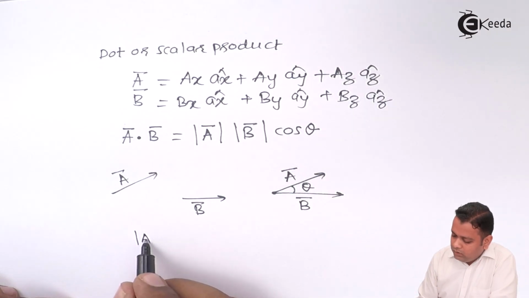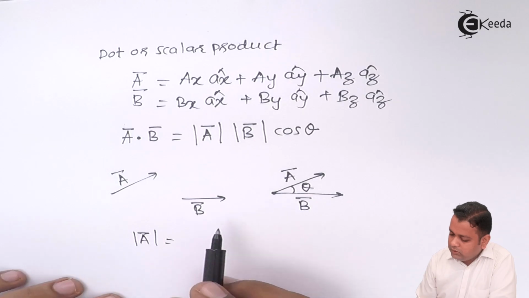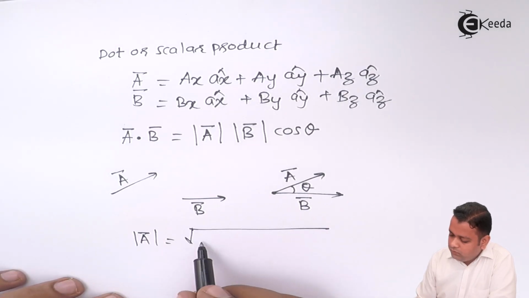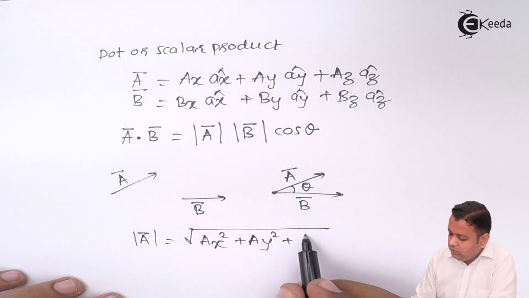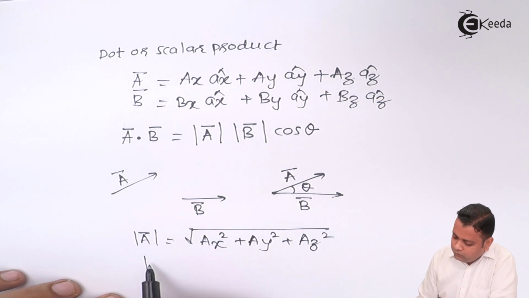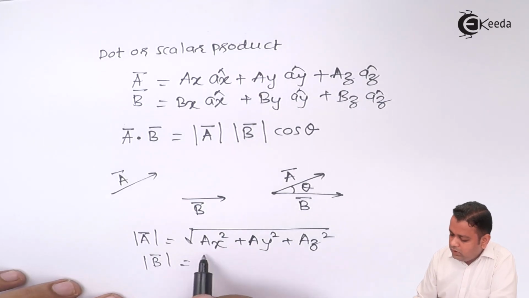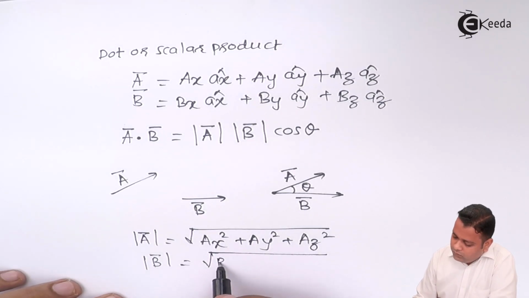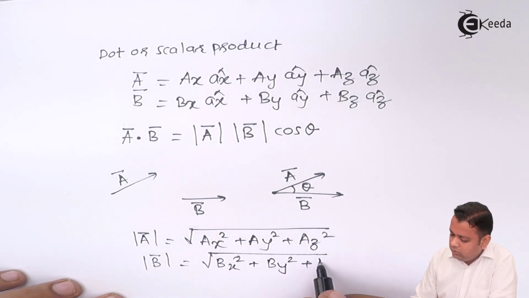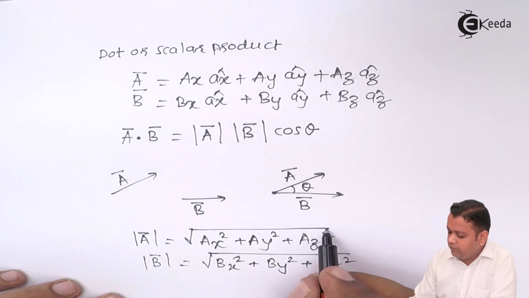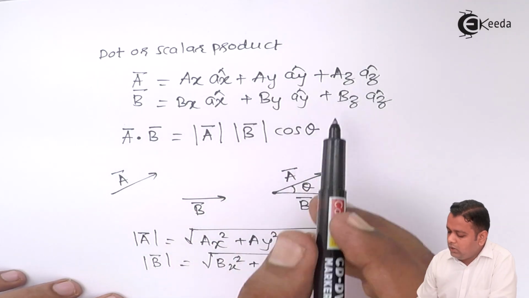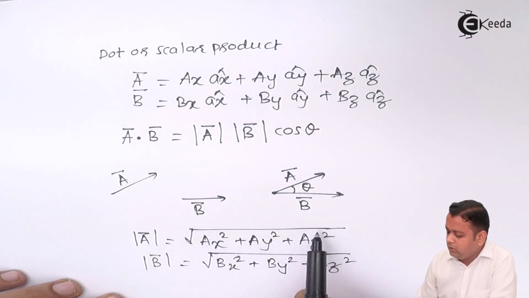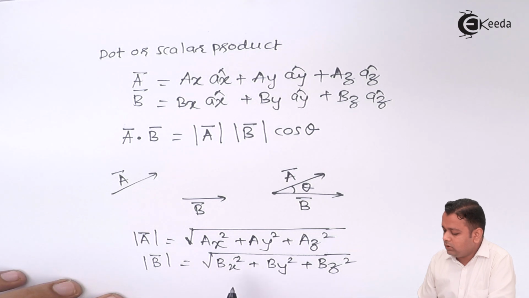So magnitude of A bar is given as under root capital Ax square plus capital Ay square plus capital Az square. Magnitude of B bar is given as capital Bx square, capital By square, capital Bz square. The coefficients Ax, Ay, Az, and Bx, By, Bz have to be squared and added, and finally the square root has to be taken. This gives us the magnitude.